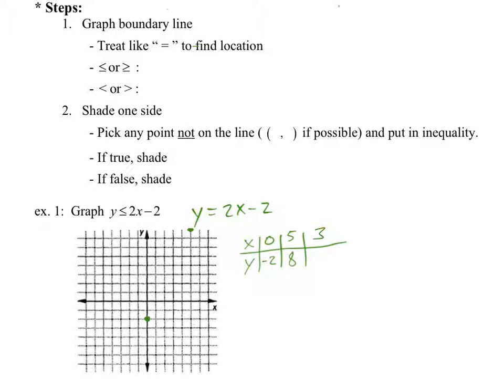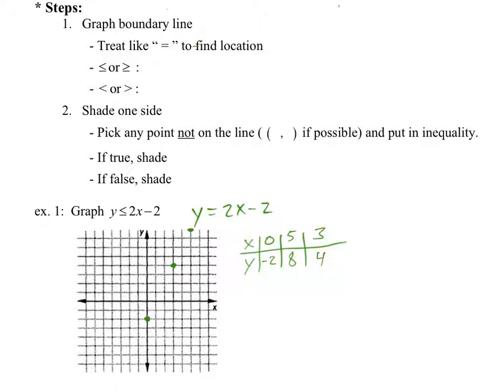So now I do 2 times 3. So 2 times 3 is 6, minus 2? 4. So we're hoping if I go over 3 to the right and then up 4, sure looks like it's right in the middle. We good? Okay. So that so far is just a repeat of what we were doing in the earlier section.